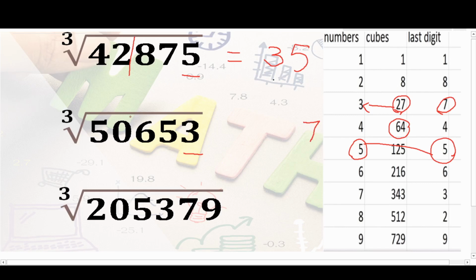Step number 2, discard the last 3 digits. So I have 50. Now see, where does this 50 lie? You can see 50 lies between 27 and 64. I have told you 64 cannot be taken because it's greater than 50. So I go with 27. 27 is nothing but the cube of 3. Therefore, I write 3 here. So the cube root of the given number is 37.